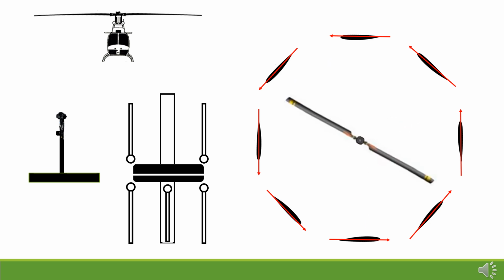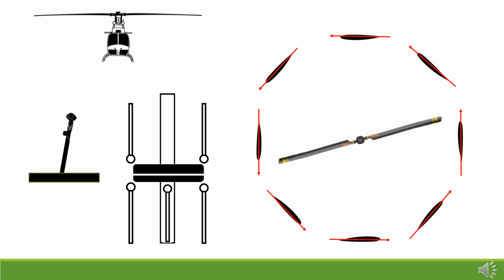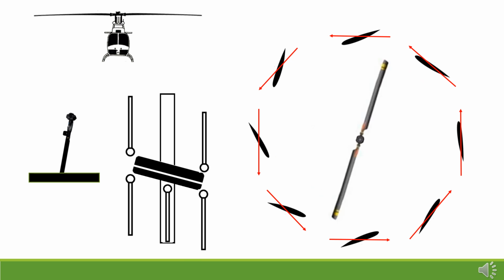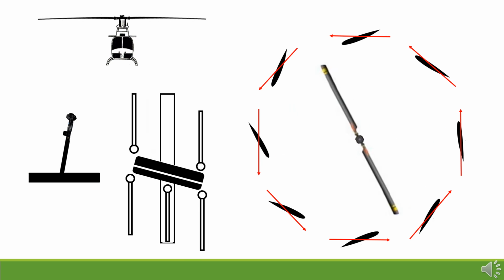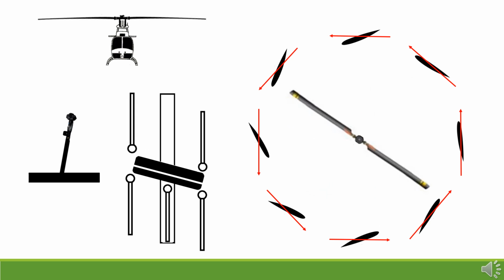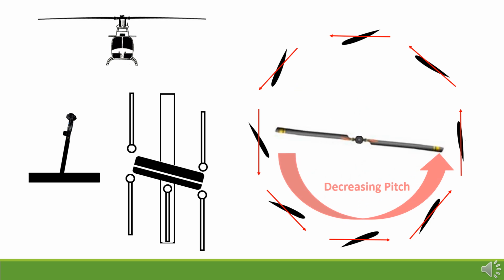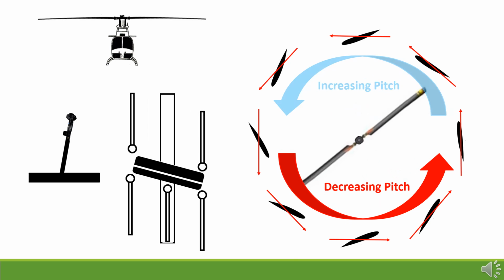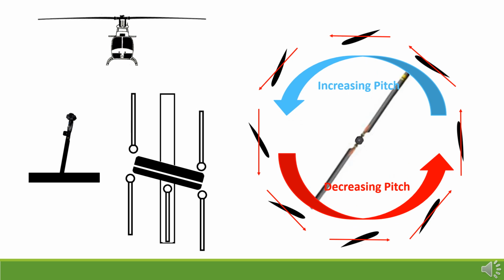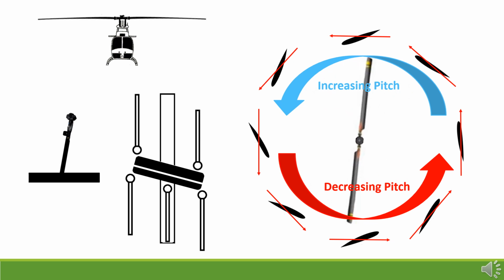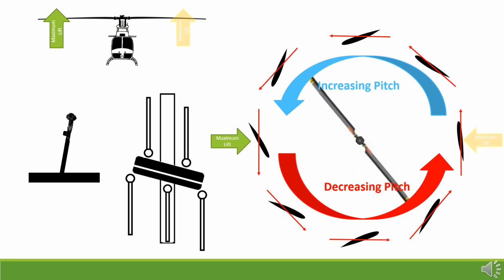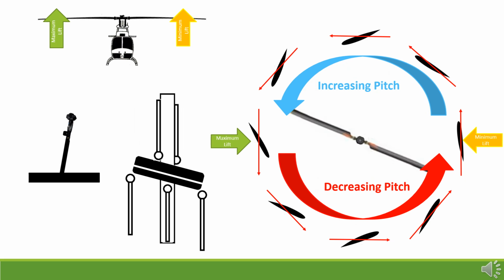To make the helicopter move to the left, the pilot would move the cyclic control to the left. Moving the cyclic to the left causes the swash plate to tilt to the left. This causes the connecting rods to decrease the pitch of the rotor blades as they move toward the left side of the helicopter and increase pitch as they move toward the right. This action tilts the rotor disc to the left with maximum lift toward the right side and minimum lift toward the left side of the helicopter.